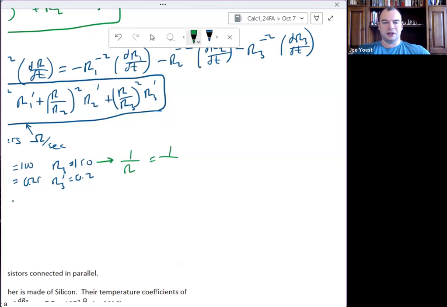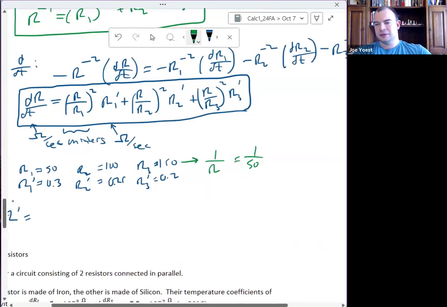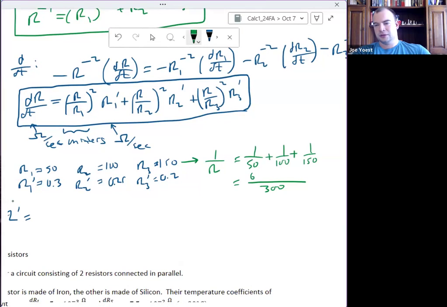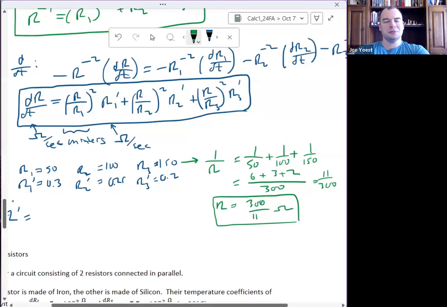So 1 over R is 1 over R1, well, that's 1 over 50, plus 1 over R2, 1 over 100, plus 1 over R3, 1 over 150. Or I can put these all over 300: 6 over 300, plus 3 over 300, plus 2. It's 11 over 300 if I did my arithmetic correctly. Does that look right? Yeah, looks good. So R then is 300 over 11 ohms, or say something roughly in the ballpark of 30 ohms.